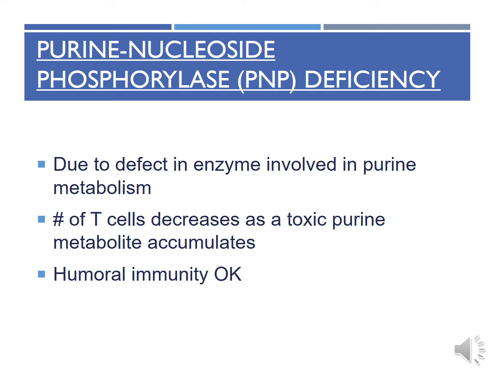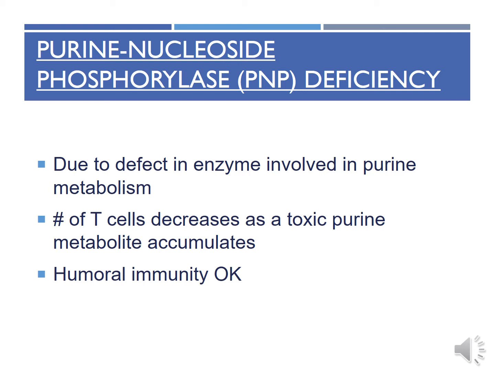PNP deficiency affects an enzyme involved in the metabolism of purines, and the number of T cells progressively decreases because of the accumulation of deoxyguanosine triphosphate, which is a toxic purine metabolite. Typically the humoral immunity is fine. Usually it does not affect the humoral immunity.